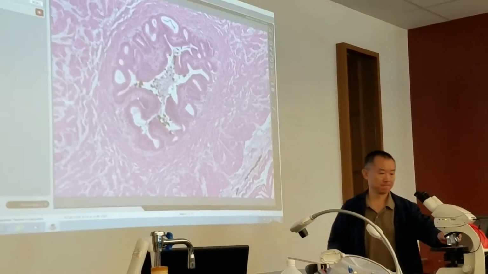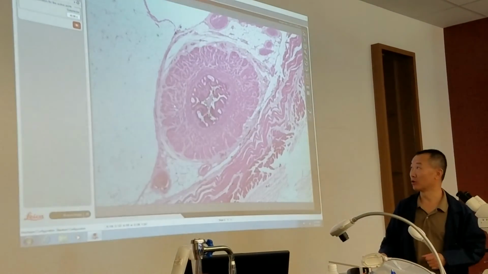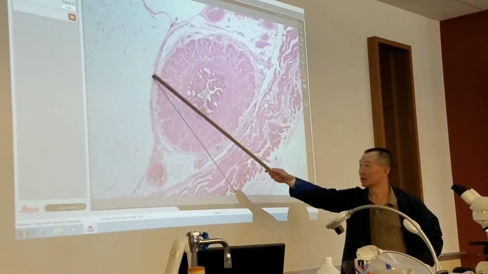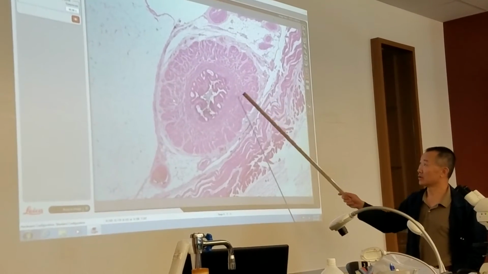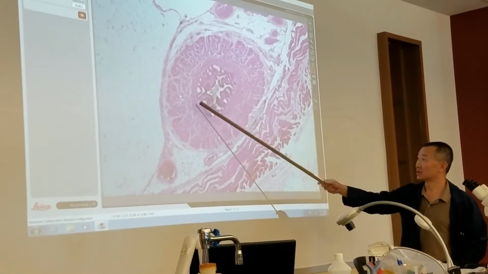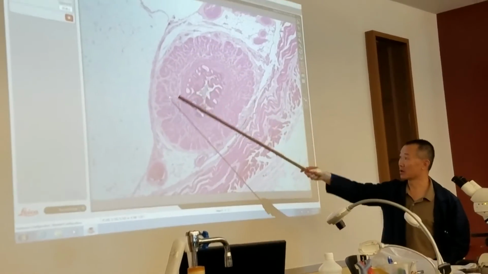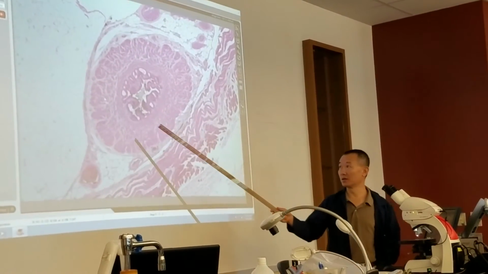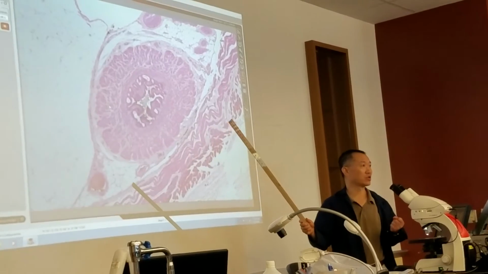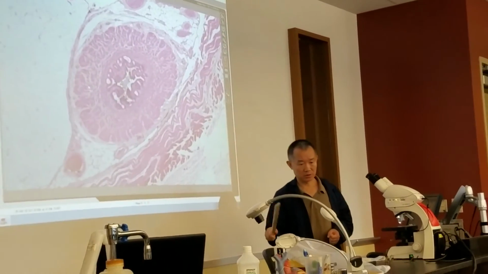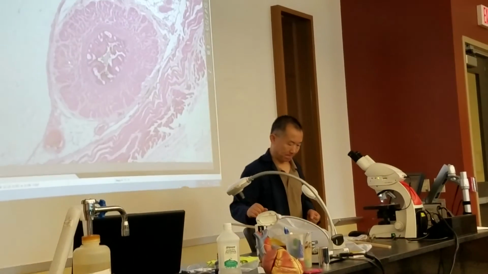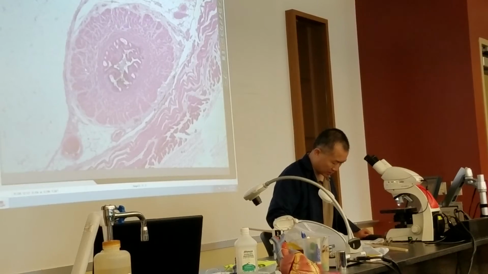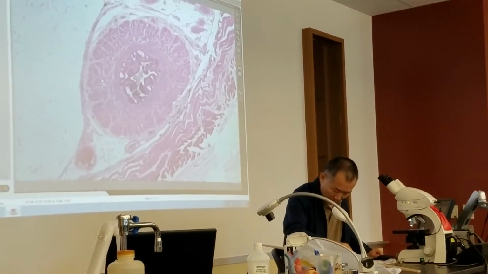So this whole thing, now I put it at low power, that's the vas deferens. This is the lumen, and you see several layers of smooth muscle circling around, which is stimulated by the sympathetic nervous system. When stimulated, they contract and squeeze, and the sperm comes out. So that's the spermatic cord and spermatozoa.